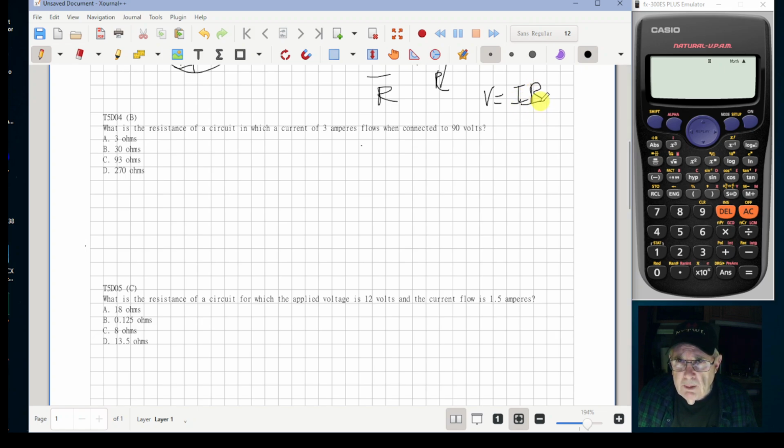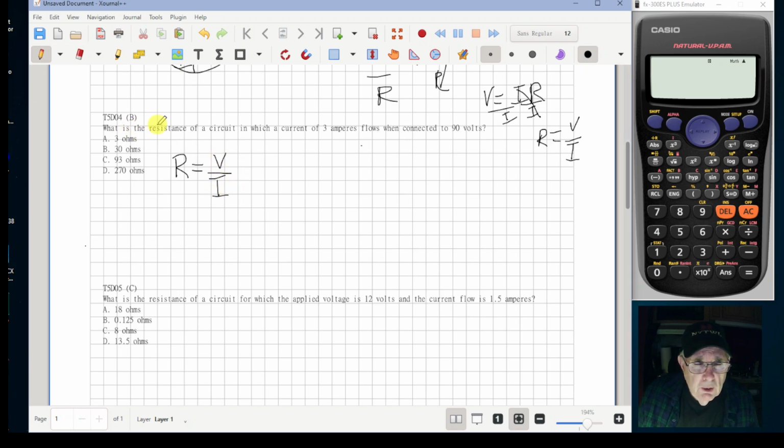So I need Ohm's law, but I need it solved for R. So I will divide both sides by I. That lets that cancel out. And R then is equal to V over I. As a matter of fact, I'll just write it over here. All right. So R then is equal to V over I.